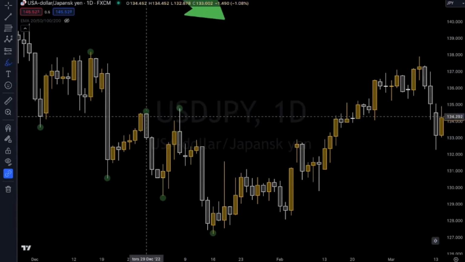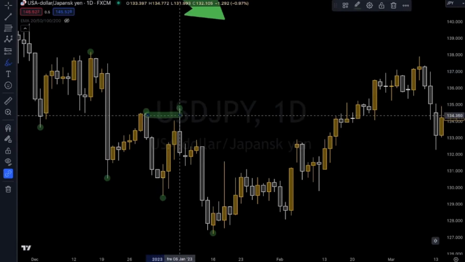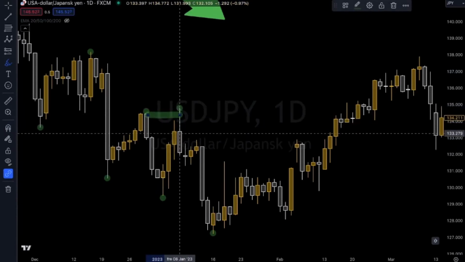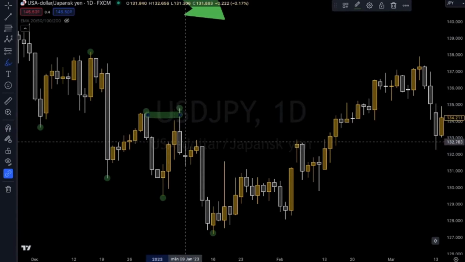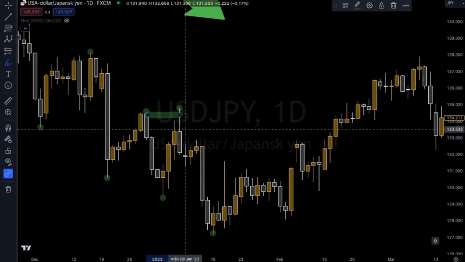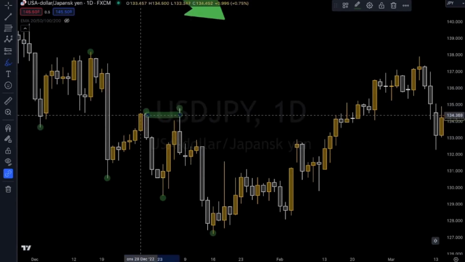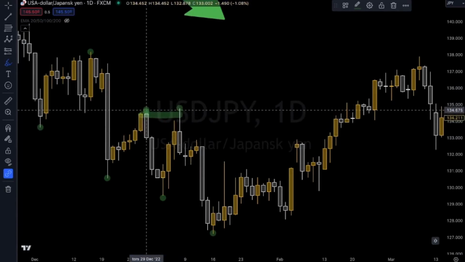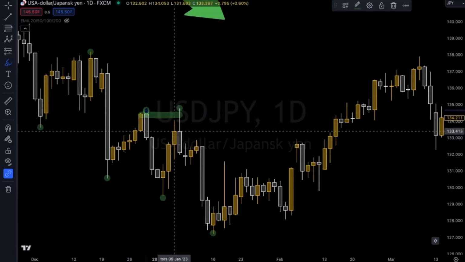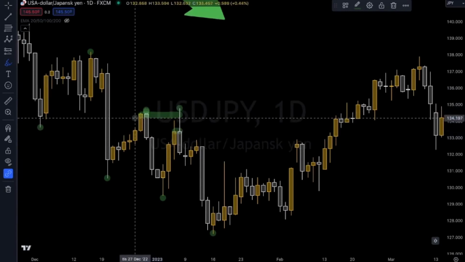So this here doesn't count as a break of structure because it's only the wick tipping up and then moving back down, which might as well be a liquidity grab. And that is something that we're going to explain later in the advanced liquidity training. But for now, we focus on this. Two closed candles. This is the top. These candles closed below these candles.